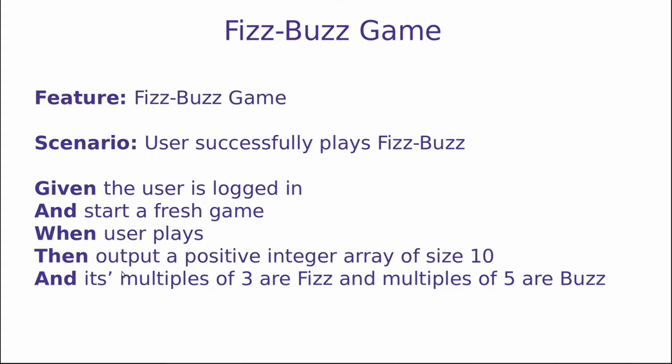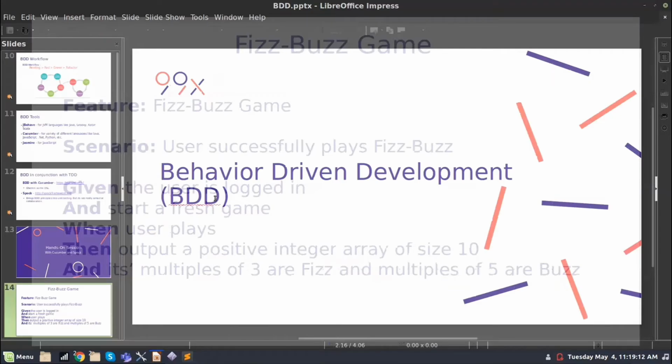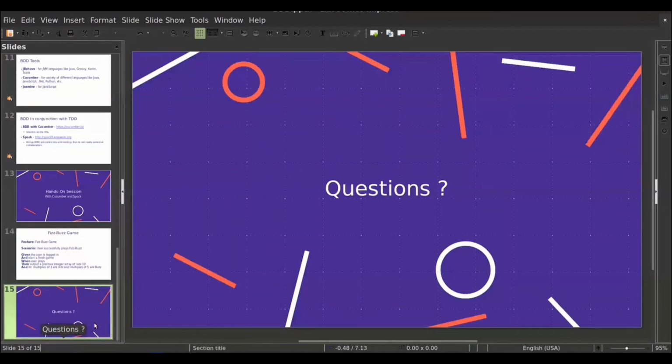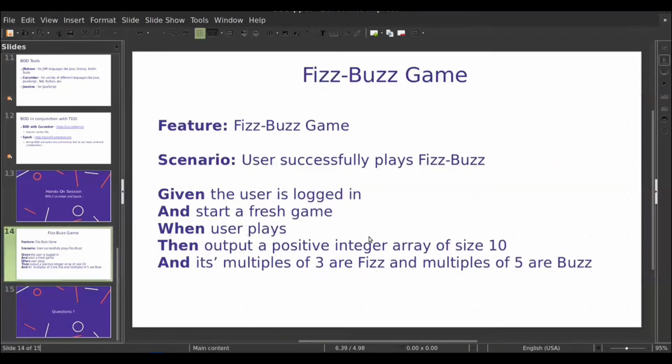The outcomes are like you have to output a positive integer of size 10, and multiples of 3s are replaced by Fizz, and multiples of 5s are replaced by Buzz. And this has a lot of other scenarios as well, but suppose I pick this particular scenario only for the demonstration, and so I've created this empty project.